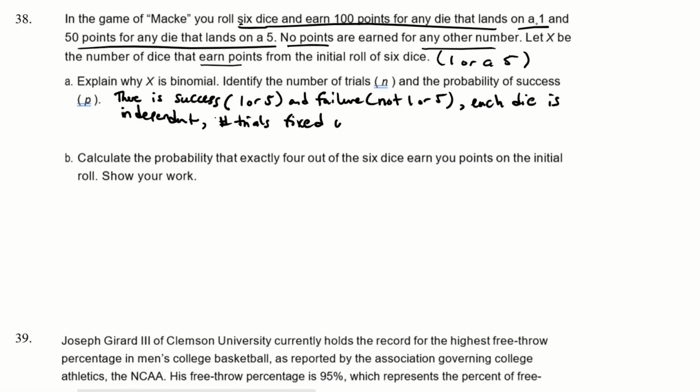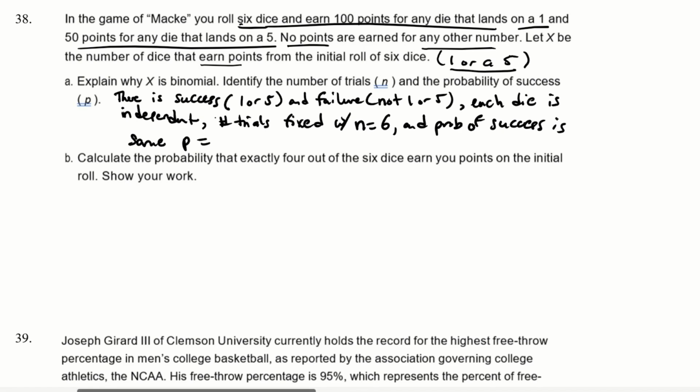With n equaling 6, we have 6 dice, and the probability of success is the same. In this case, the probability of success, you want to land a 1 or a 5, so that's 2 out of 6 options, which is 1/3. Okay? All right, so there you go. So it's binary, or it's a binomial.